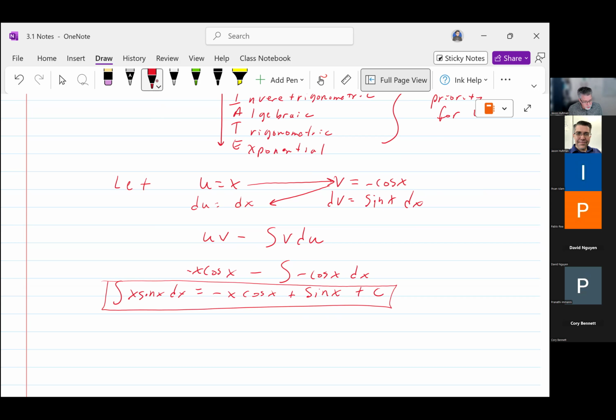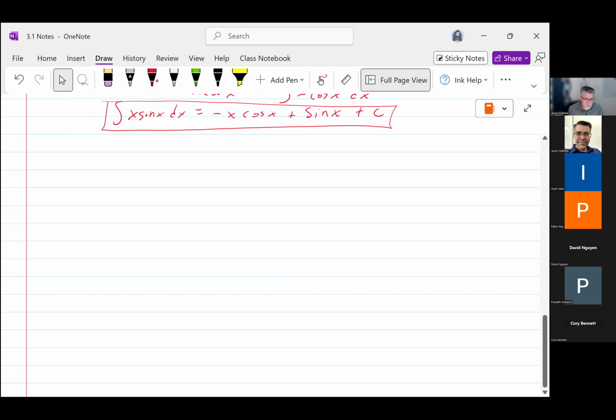Okay, so let's do a few more of these. Okay, number 2. Evaluate the integral of the natural log of x dx. Okay, so what's u going to be? And what's dv going to be? Well, they don't really have two functions. But I can create another one.